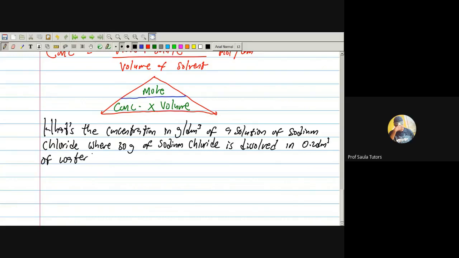Water is the solvent. Have you taken garri before now? Yes, sir. When last did you take garri? Maybe during Ramadan. Okay, good.